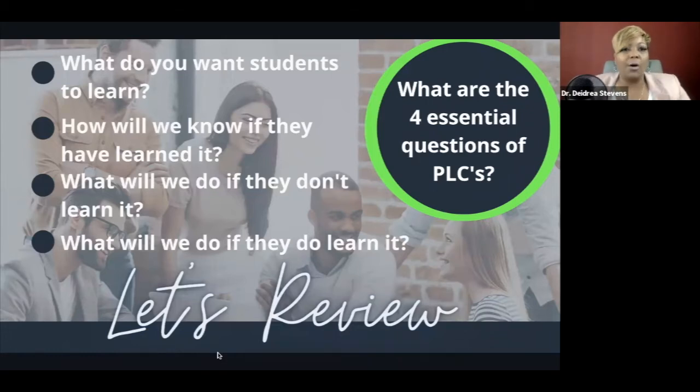So let's go back up to, what do you want students to learn? That is associated with teachers being able to unpack standards and understand what the standards mean, right? And if your teacher has an issue with unpacking standards, then you're not going to see that alignment in your lesson plan. That's what that means, right? You're not going to see the alignment. How will we know if they have learned it, right?